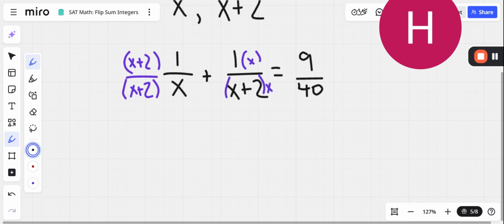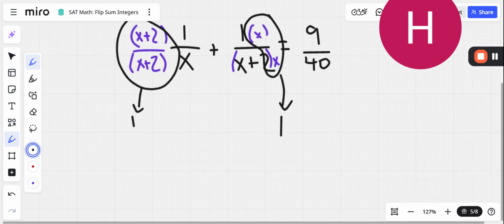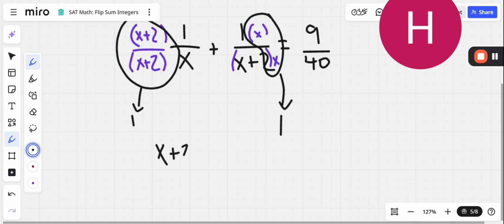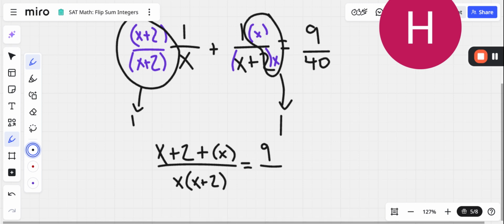Really easy. Now, I don't need to multiply those things to both sides. I just need to multiply the top and bottom of each fraction by the same thing. So this fraction multiplied by x plus 2 over x plus 2, that's pretty much like multiplying by 1. And then this one we're multiplying by x over x, that's also like multiplying by 1. So altogether, we get x plus 2 plus x. And now the common denominator that we've created is x times x plus 2. And this is equal to 9 over 40, right?